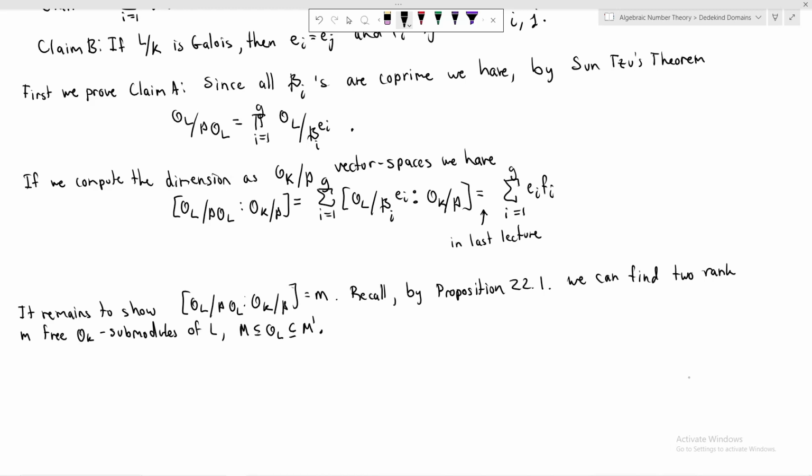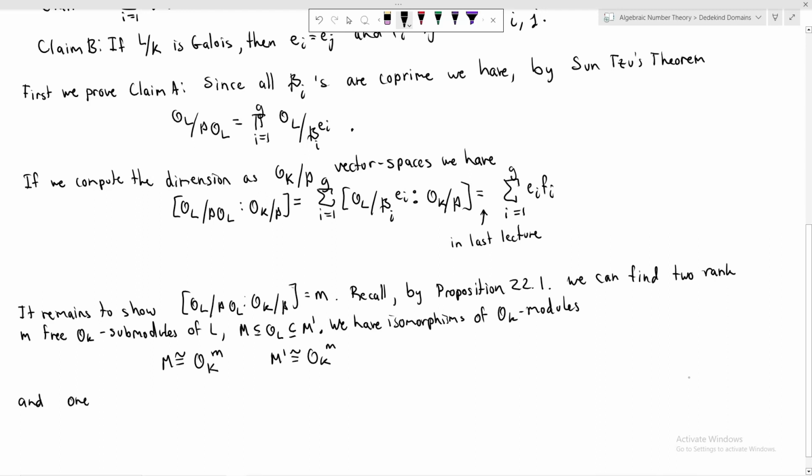Let me say a bit more about that precisely. So we have isomorphisms of O sub K modules, right? Because these things are free, we can really say that M is isomorphic to O sub K to the little m, and M prime is isomorphic to O sub K to the little m. And you can quickly check that if you look at the map from O sub K to the M to O sub K mod P to the M, this is just a natural projection in each factor.